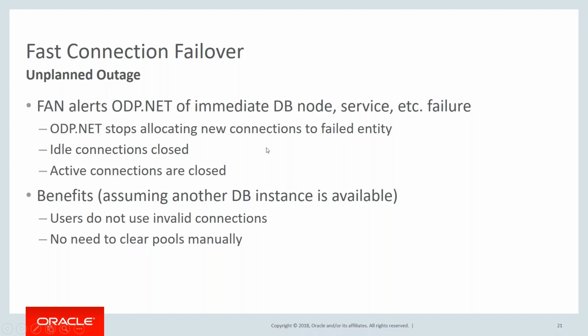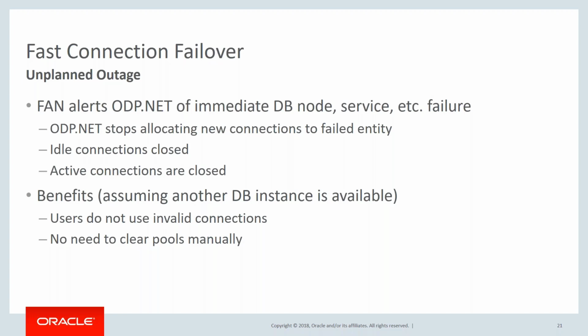It stops allocating new connections to a failed entity, and then it closes the idle connections. And here's the difference between the planned and unplanned outage scenario with FCF: active connections are closed. Whereas in the planned outage scenario, those active connections remain open until the work is done and the connection is returned to the pool. In this case, because the node or the service is lost immediately, those active connections are closed immediately as well. So the benefit of this is that, just like in the planned outage scenarios, the user does not use any invalid connections, and there's no need to clear the pools manually.